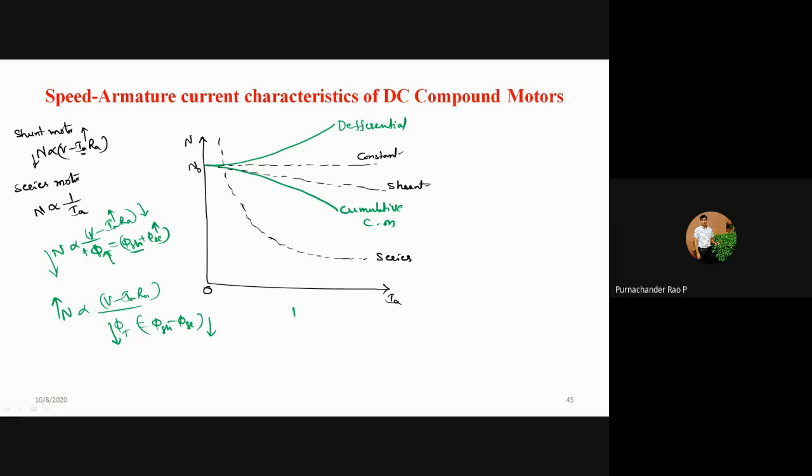Okay, so is it clear? N versus Ia characteristics. Is it clear or any doubts?